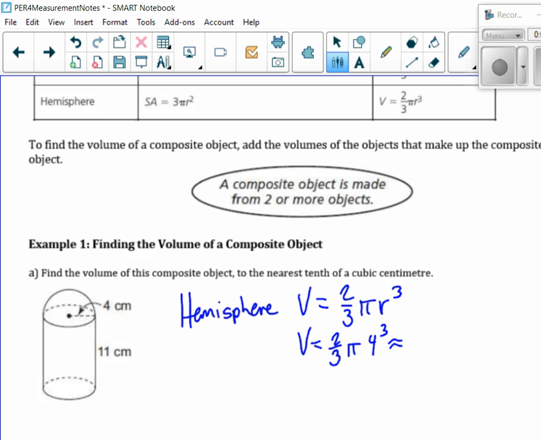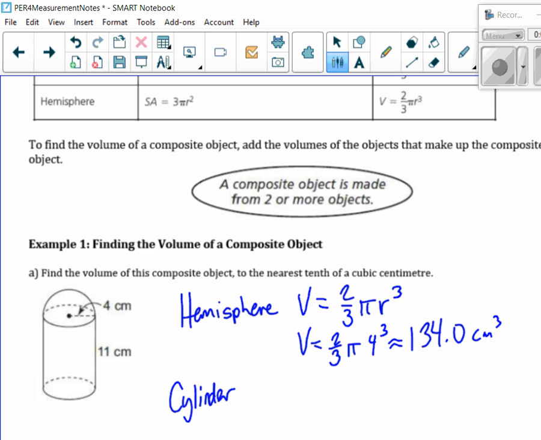So we'll punch that in. Okay, we should all be punching this in. 134.04. I know it's saying to the nearest tenth, but I'm going to keep that in there. That would be cubic centimeters. So now I'm going to do the cylinder.